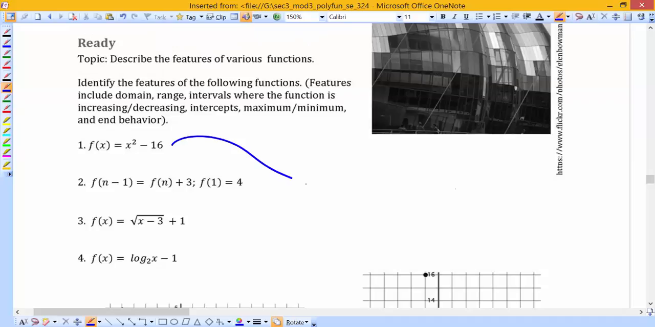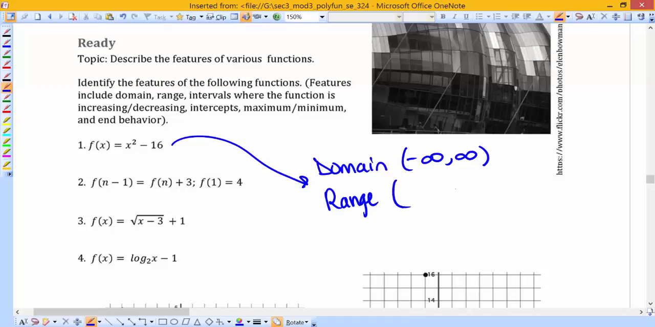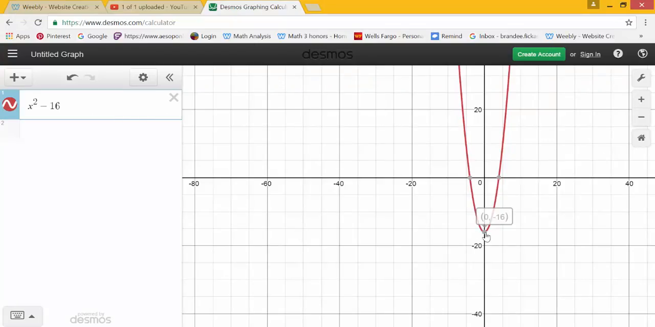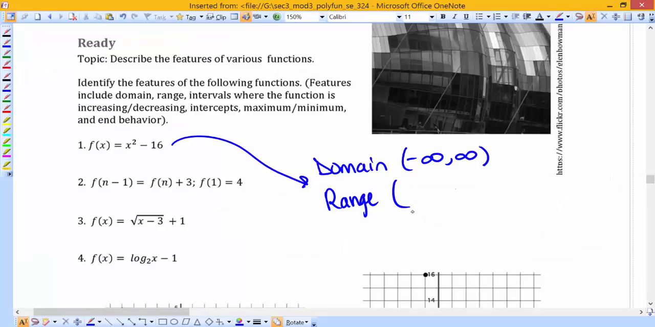Domain is your x values. Because it is a parabola, your domain is always going left, it is always going right. So your domain is negative infinity to infinity. The range, when I'm looking at my parabola, so let me go back into Desmos. When I'm looking at my parabola, my very most bottom number is negative 16, and then my parabola goes up. So my range is going to be a bracket with the negative 16 going up to infinity.